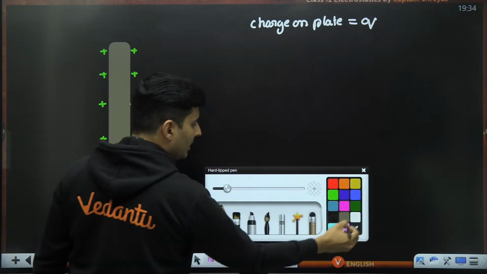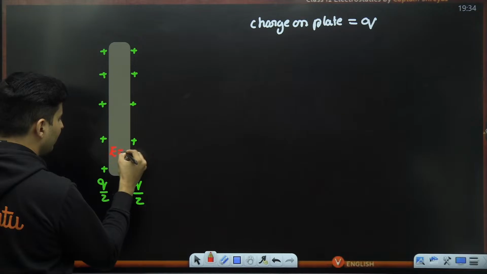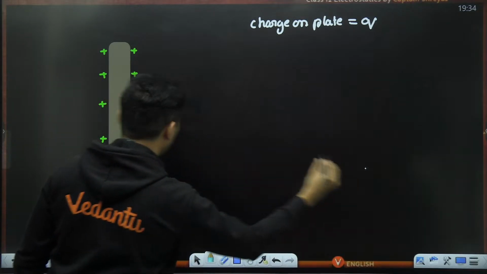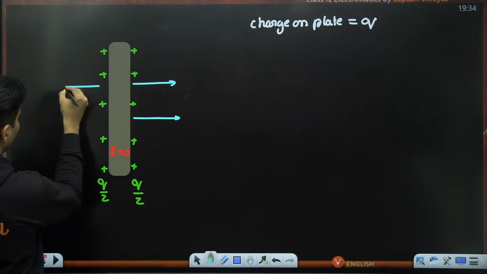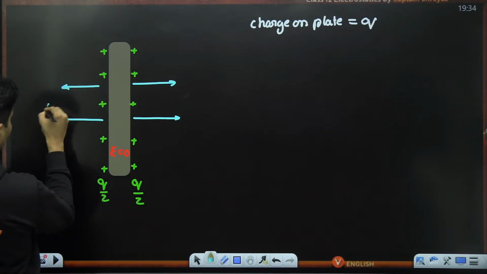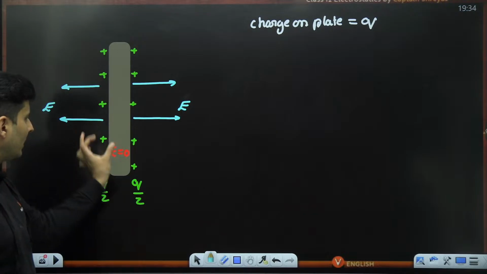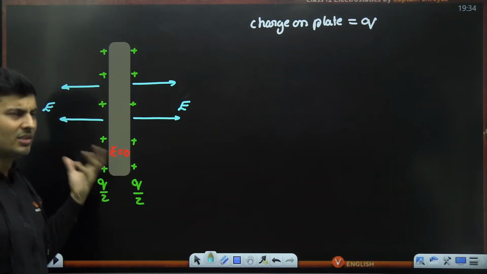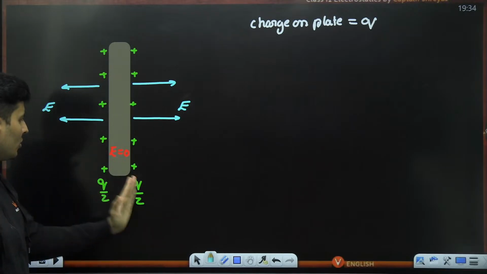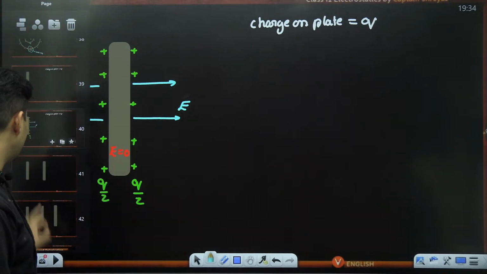But please remember, in the inner region there will be no field. Here, the electric field will be 0. The electric field will be present only outside. So here there will be electric field, here and here electric field will be there. But in the inner part, that solid part, no electric field will be there, because it's a solid part of a conductor. So the charges will get distributed equally. That is for a single plate, which is very simple.